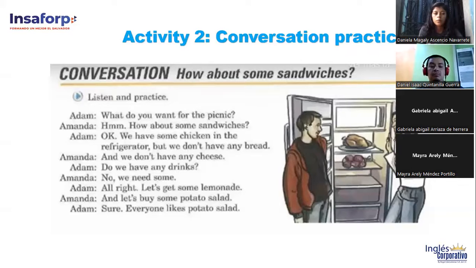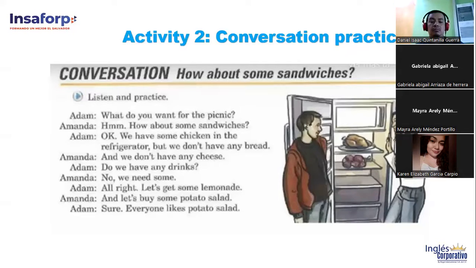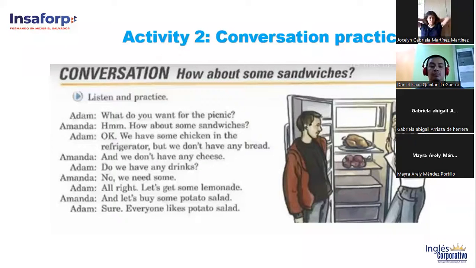What do you want for the picnic? How about some sandwiches? Okay, we have some chicken in the refrigerator, but we don't have any bread. And we don't have any cheese. Do we have any drinks? No. We need some. All right, let's get some lemonade. And let's buy some potato salad. Sure, everyone likes potato salad.